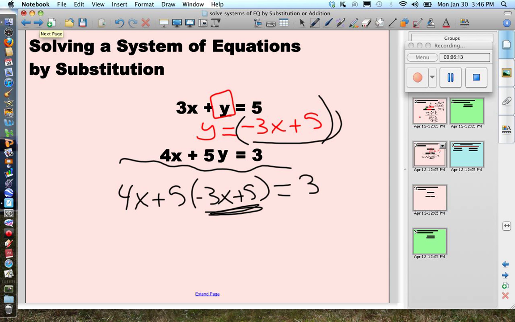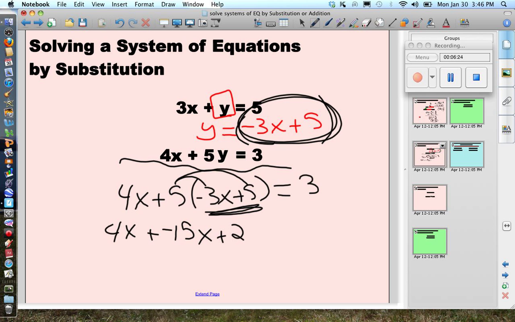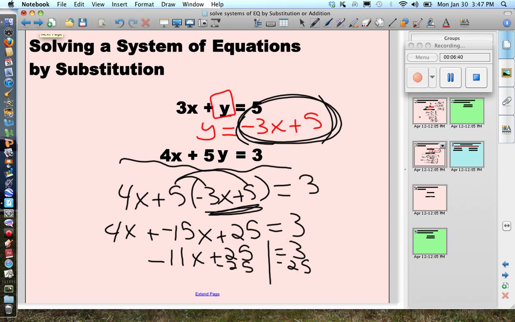So remember, this used to be a y, and since y was equal to negative 3x plus 5, I substituted that. I do need to use the distributive property in this one. So I get 4x plus negative 15x plus 25 equals 3. Combining like terms on the left, I end up with negative 11x plus 25 equals 3. Subtract 25 from both sides, and I get negative 11x equals negative 22. And when I divide both sides by 11, I get x equals positive 2.